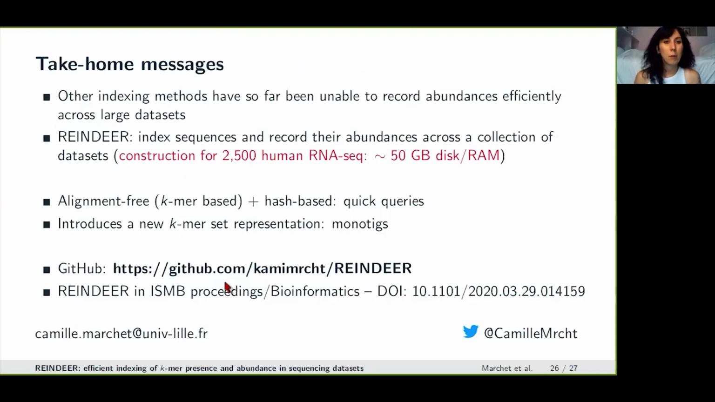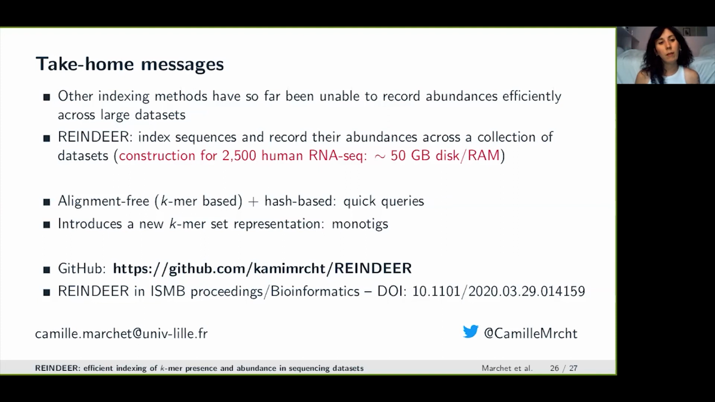All right, this is the end of my presentation. So to sum up, we deal with a lot of datasets at the moment, and we have trouble indexing them at a large scale. Thanks to some new methods, we are able to find presence and absence of query sequence of arbitrary length in collections of datasets. So mostly we are being able to index a few thousands of eukaryotic datasets with those methods. And REINDEER brings the contribution to be able to query the abundance of sequences in these kind of collections.